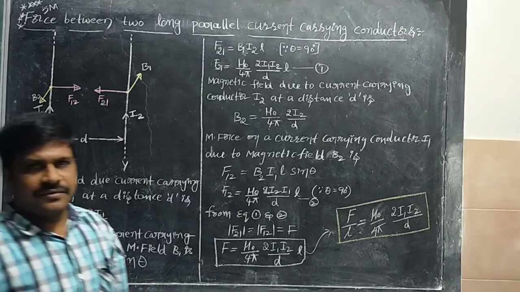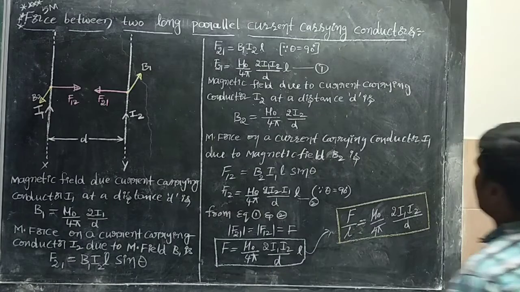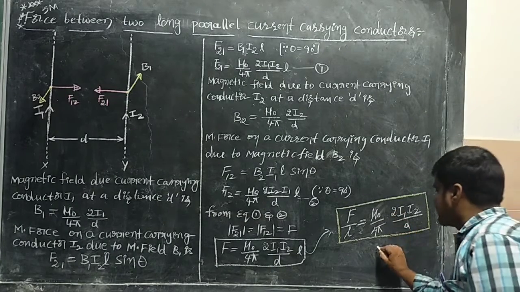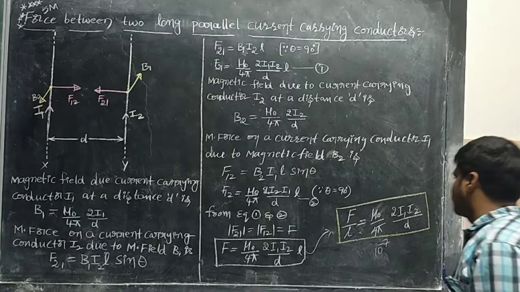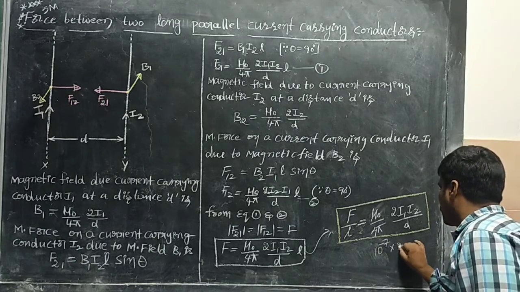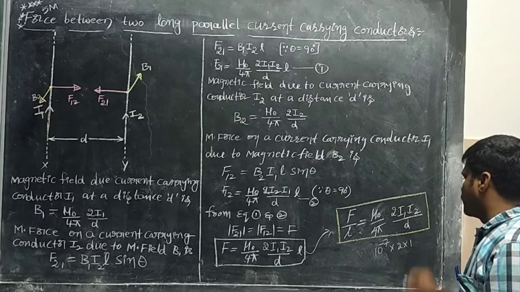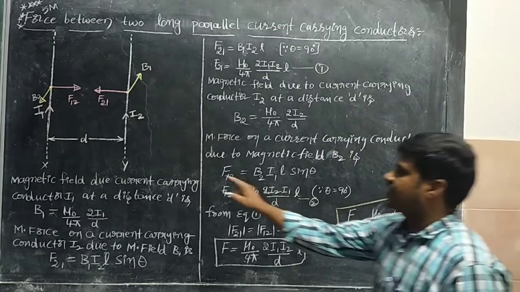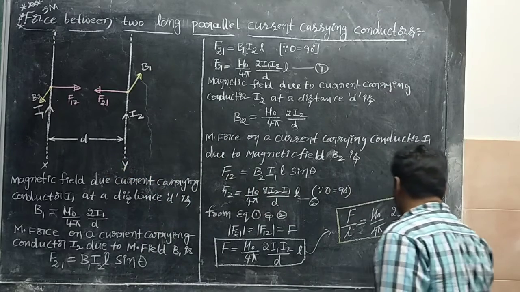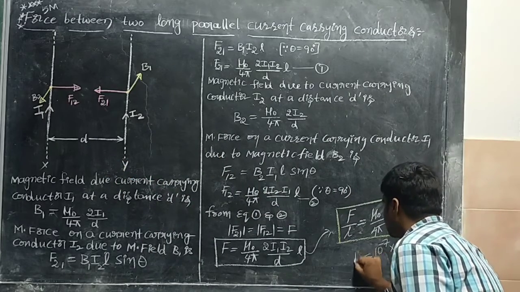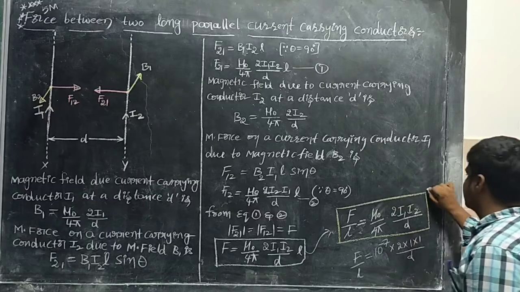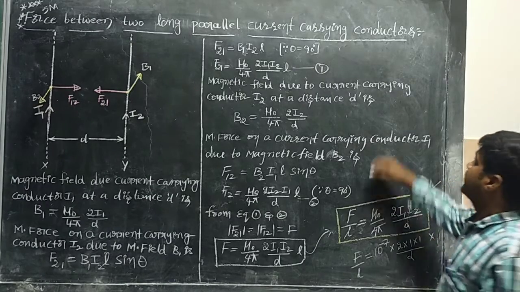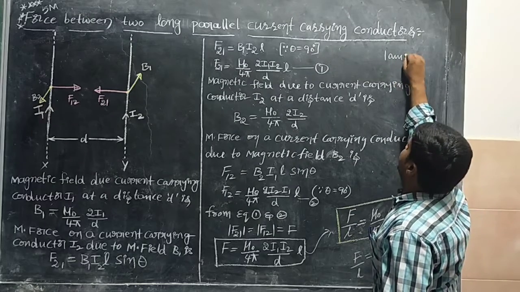Now from this we can write one definition. Suppose mu naught by 4 pi is 10 power minus 7 into 2. I1 current is 1 ampere, you take it. I2 current is 1 ampere, you take it. Separation between two conductors d, if you take it, then force per length. In the examination point, it is enough till here. Don't write this one. This is the definition of 1 ampere.